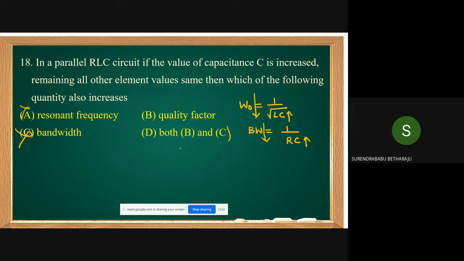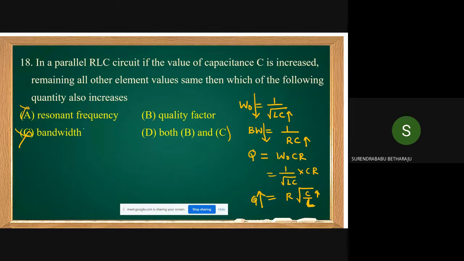Clear? Next, what is the quality factor formula? Quality factor equal to omega naught into CR. Is it clear? We can also write it like this: omega naught is 1 by root LC, into CR. Then what can you write, students? R into square root of C by L. Then if the capacitance increases, what about the quality factor?